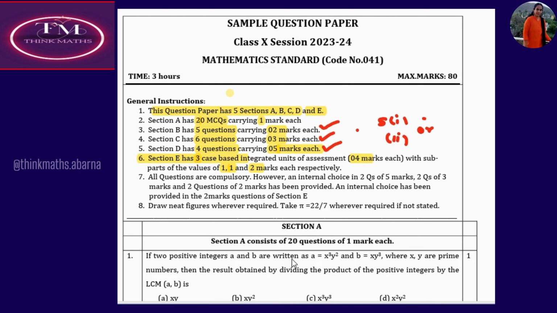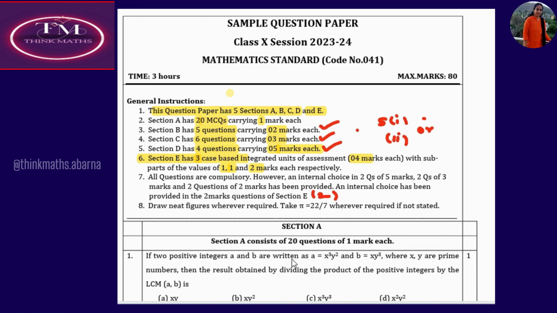In section C also there is an internal choice. In section E you have an internal choice. An internal choice has been provided in the 2 marks questions of section E. So there are 3 subdivisions, 1 mark, 1 mark and 2 marks. In the 2 marks you have internal choice.